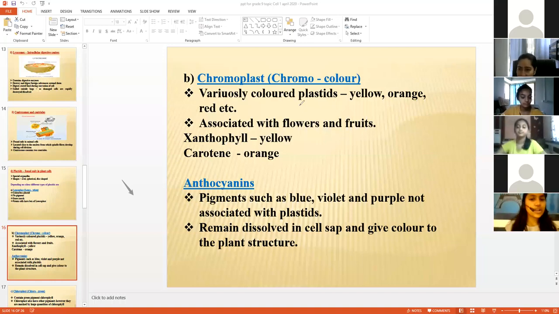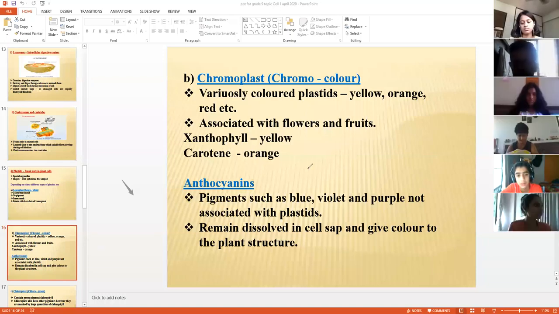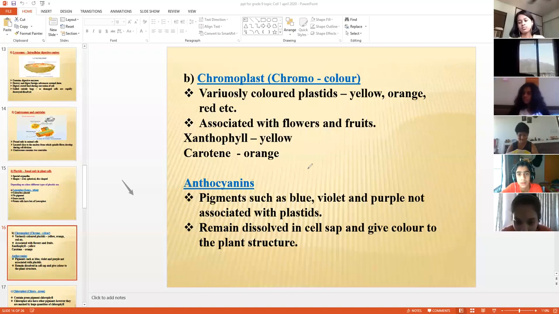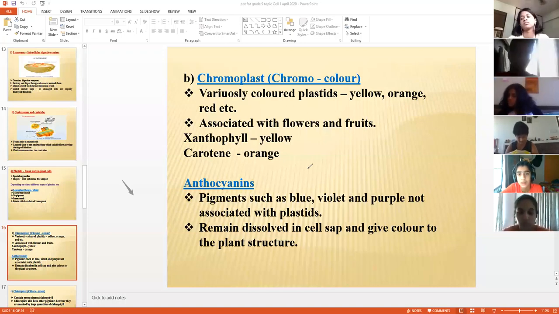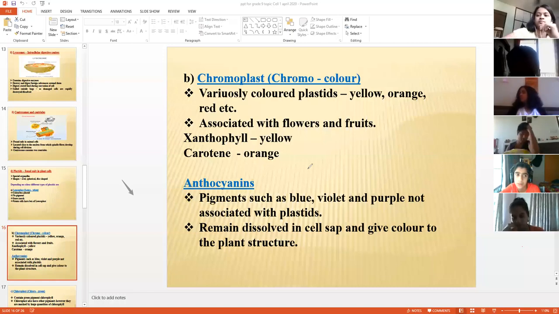Am I right? Okay, now we come to chromoplast. Children, when I say chromo, that means color. These are variously colored plastids. They are yellow, orange, or red, etc., associated with flowers and fruits. Xanthophyll is one of the chromoplast pigments. It gives yellow color. That means, children, a sunflower. What does a sunflower have? A sunflower has xanthophyll. Okay, and orange. You eat orange, right? So what is orange made up of? The chromoplast.